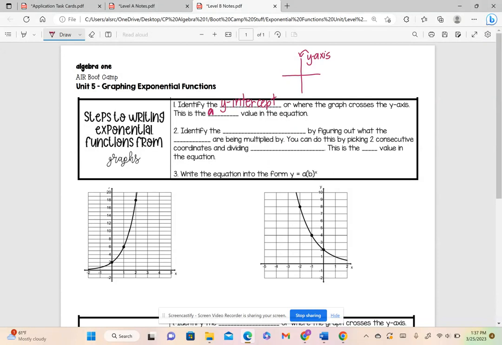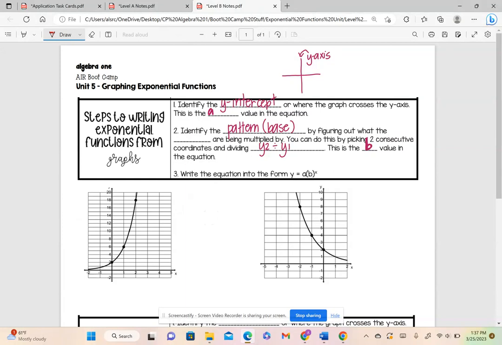Then you want to find out the pattern or the multiplier by figuring out what the numbers are being multiplied together. You want to figure out that base or your pattern. To do this, you're going to pick two consecutive coordinates. Remember, consecutive means right after the other. And divide y2 divided by y1. This is your b value in your equation. You'll get your a from your y-intercept. You'll get your b from your pattern.